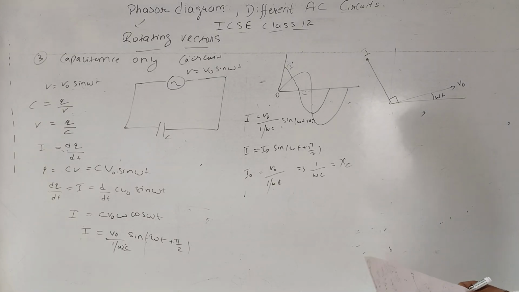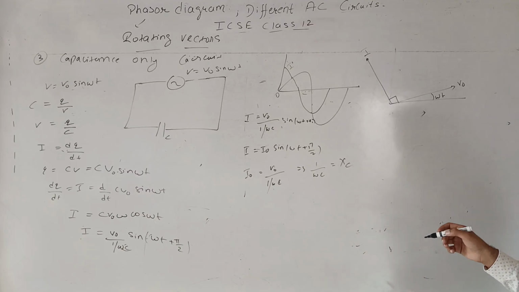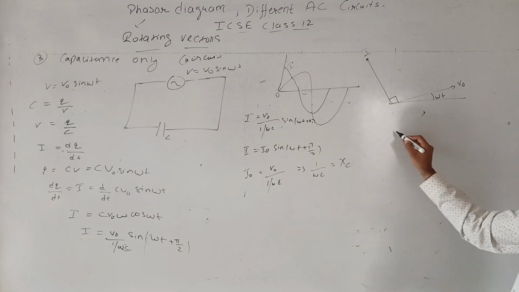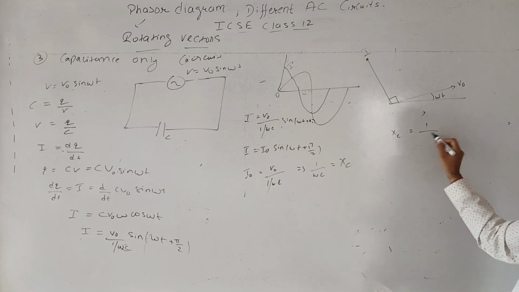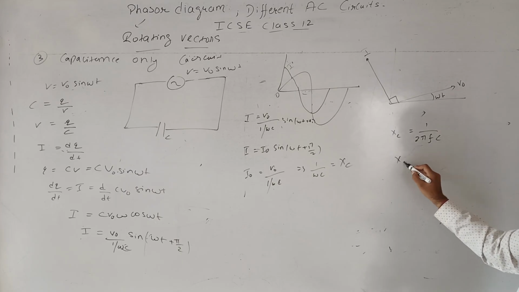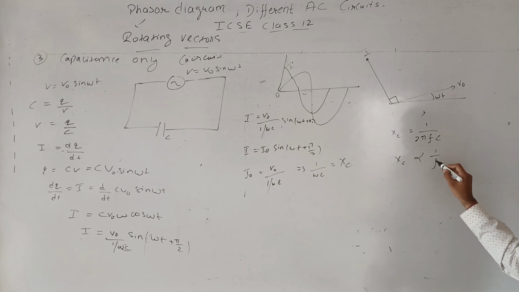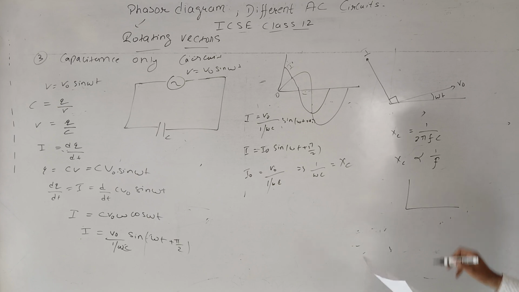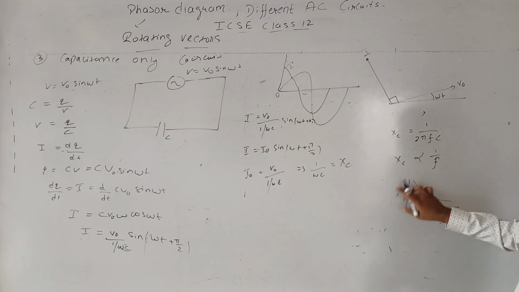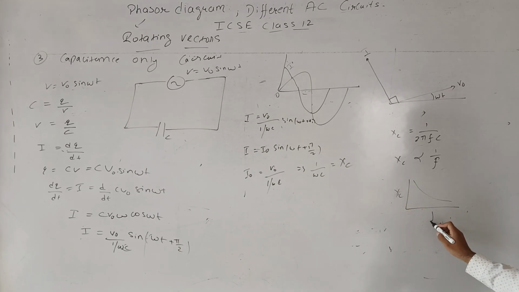What is 1 by omega C? 1 by omega C is the capacitive reactance of the circuit. So here also we can find the relation with frequency. Xc is equal to 1 by omega C, which is 1 by 2 pi into frequency into C, so Xc is inversely proportional to frequency. So the more the frequency, the less will be the resistance. Capacitive reactance and frequency are inversely proportional to each other.